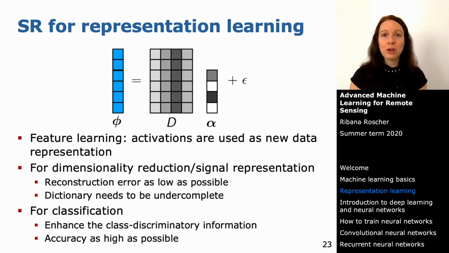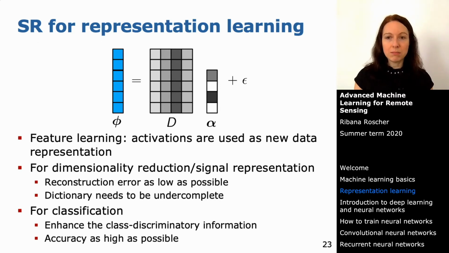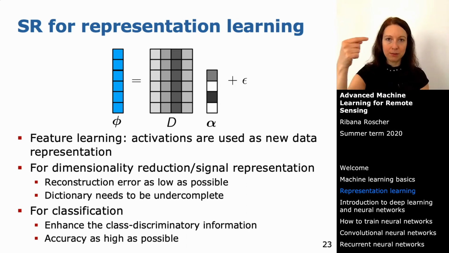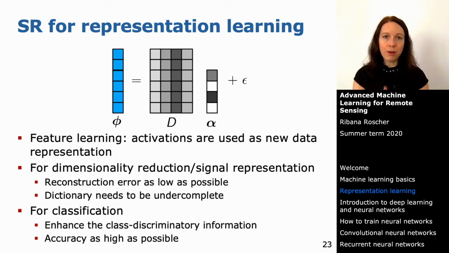For example, you can enforce it to have a lower dimensionality. If you want to use it for dimensionality reduction or for signal representation, you need to take care that the reconstruction error is as low as possible. So the error epsilon needs to be small, and the dictionary needs to be undercomplete. Undercomplete means that the number of columns is smaller than the number of rows, so you do not have a lot of elements in this dictionary.